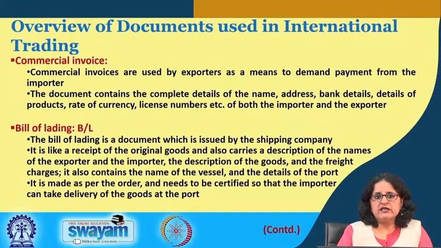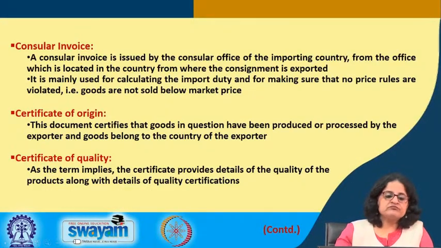Now, the bill of lading is a document which is issued by the shipping company, and it is like a receipt for the original goods, and also carries the description of the names of the importer and the exporter, the goods which are being transported, and the freight charges. It also contains the name of the vessel and the details of the port from where it is being shipped and to where it has to reach. It is made as per order and needs to be certified so that the importer can take delivery of the goods at the port.